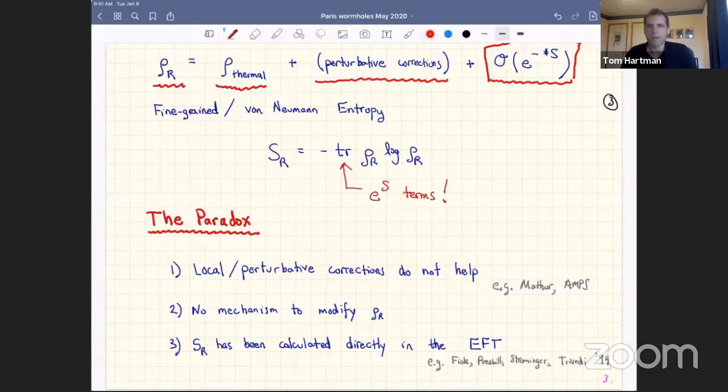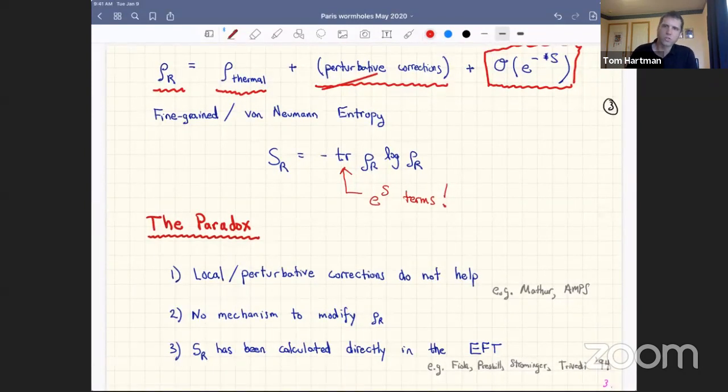Really proved and sort of codified by entanglement arguments of Mathur and coming out of the firewall discussion a few years ago. So the perturbative corrections here, we can just ignore those. Those aren't going to help us understand the entropy of the radiation. The second part of the actual paradox is that there's no mechanism known to calculate or to modify rho. So if there's going to be some fix, it has to show up in the non-perturbative terms, but it's not very satisfying to just say, well, there could be some non-perturbative contributions that we don't understand. We're going to need some kind of mechanism to understand what they are and to see that they actually give something unitary.